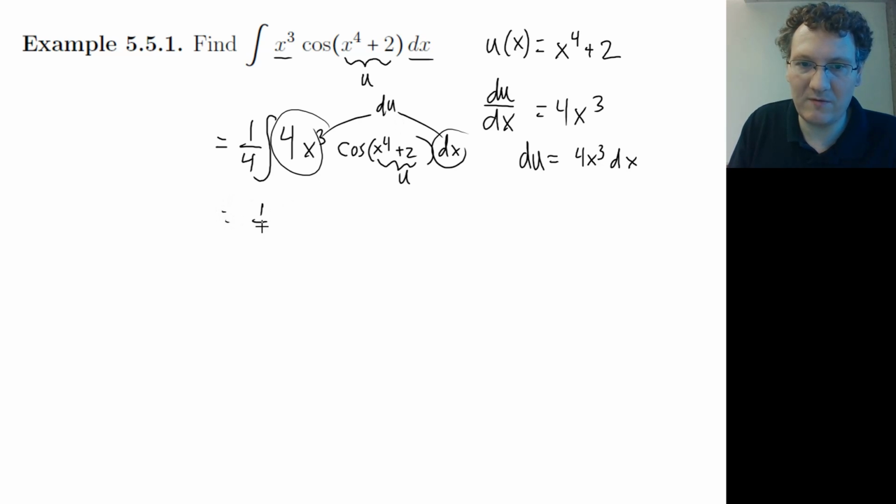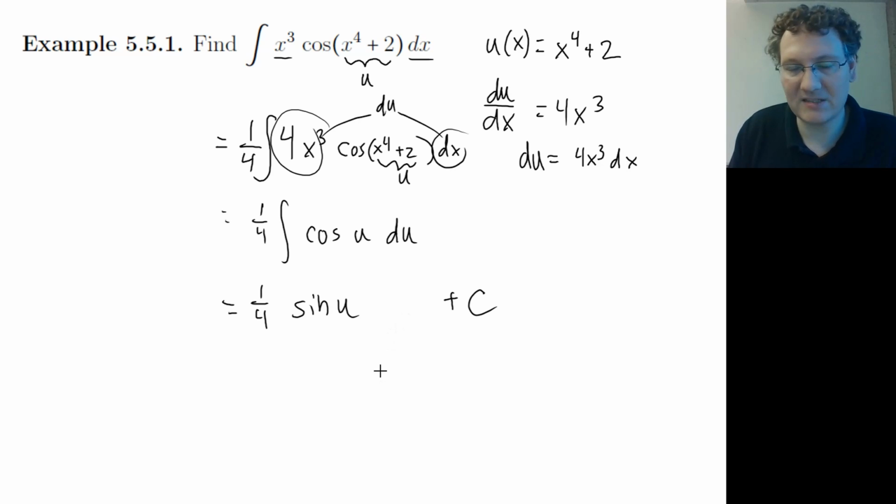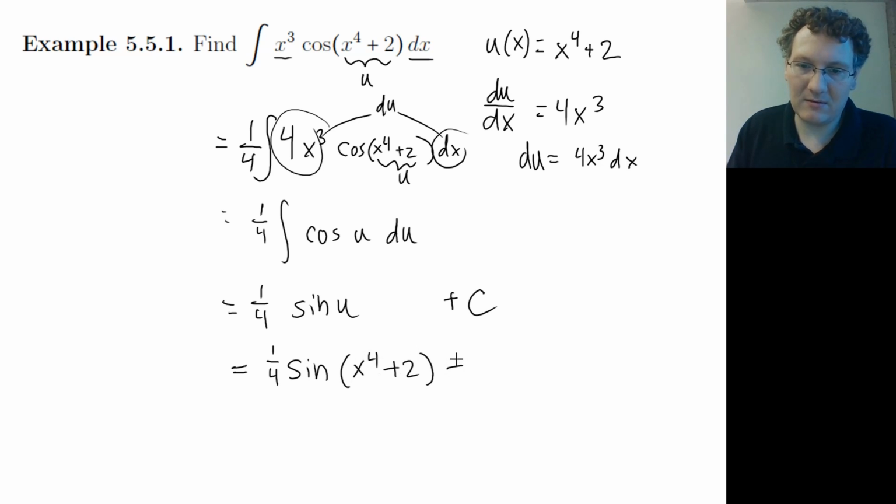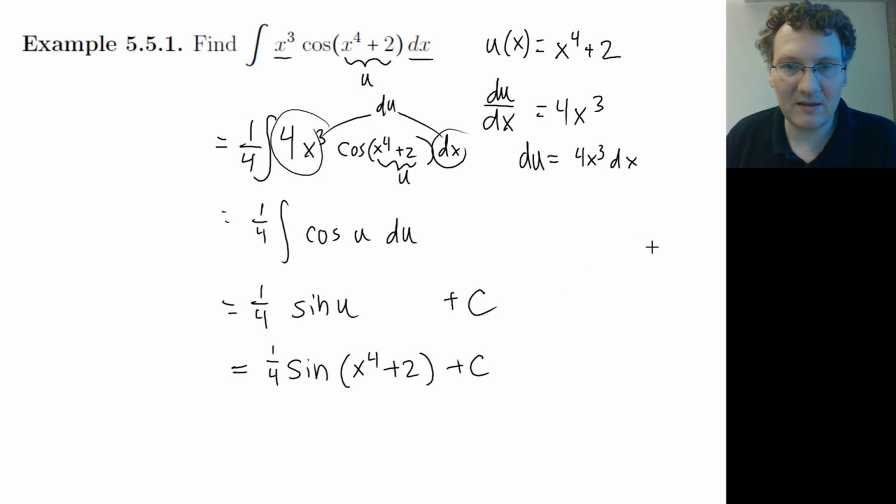So this becomes 1/4 integral of cosine of u du. What's the integral of the cosine of u du? That's going to be the sine of u plus a c, because I'm finding the general, the indefinite integral. And I should note, what is u? u is x to the fourth plus 2. So let's actually put that back in place. And so we've found the indefinite integral using a substitution.